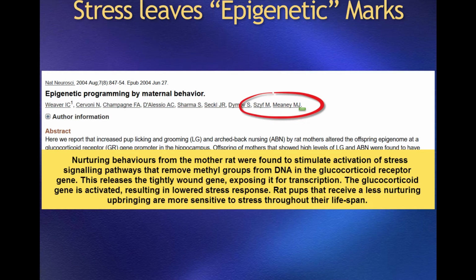So, you know, when you get love and stroking and care and attention, the stress response reduces. Rat pups that receive a less nurturing upbringing are more sensitive to stress throughout their lifespan. Now, this is really important, and it's one of the reasons why I put so much emphasis on early life stress, because a lot of people say to me, well, what about adult stress? I mean, what about adult trauma? And I say, yes, that's all really important.